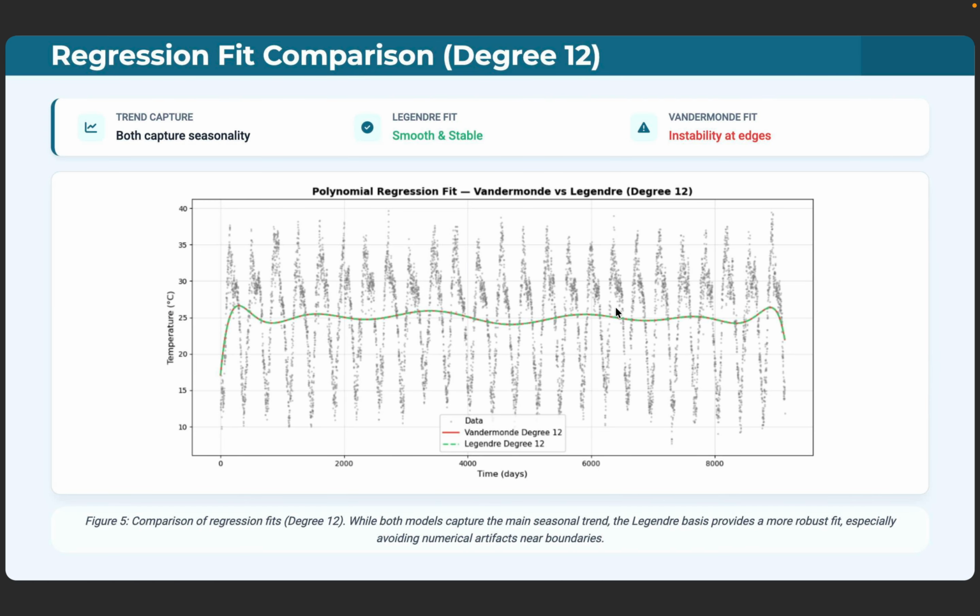In this slide, we will talk about the regression fit comparison. This slide compares the regression fits. Both bases capture the seasonal trend. However, the Legendre fit is smooth and stable, while the Vandermonde fit shows numerical artifacts, especially near boundaries. This demonstrates the practical impact of instability.